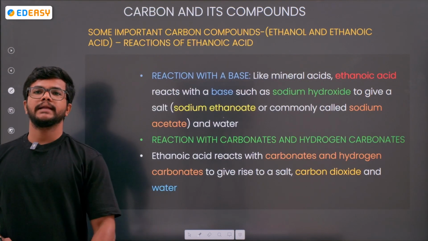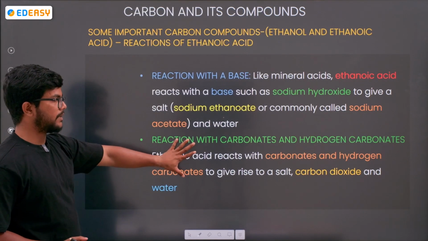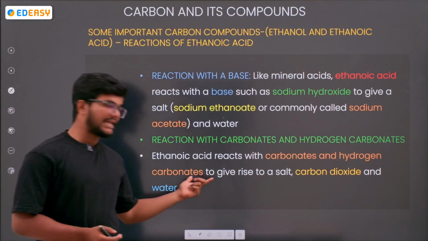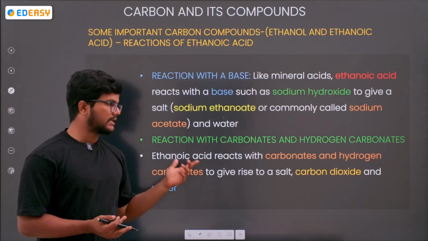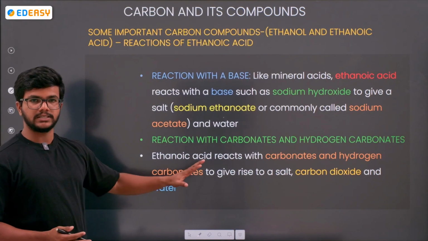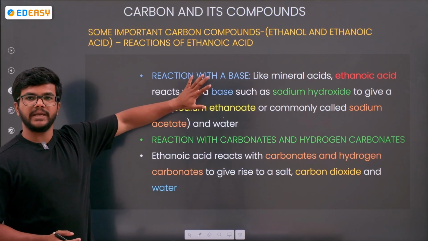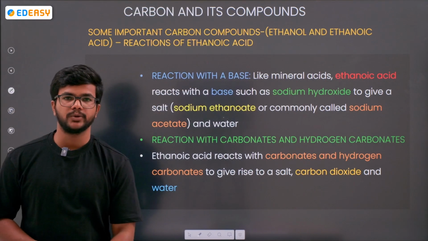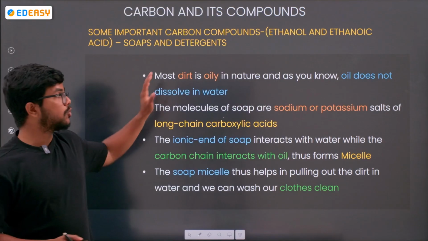Here, on reacting with the base, same reactions. On reaction of ethanoic acid with the base, with sodium, with the carbonates or hydrogen carbonate, this reaction we discussed in unit 1. Acids on reacting with the bases will give you the salt, carbon dioxide and water. This is the reaction between ethanoic acid and the carbonates or hydrogen carbonate. Reaction with base: when acid reacts with the base it gives salt and water. This is another reaction of ethanoic acid. So what is the application of ethanoic acid? Ethanoic acid's application is soaps and detergents.